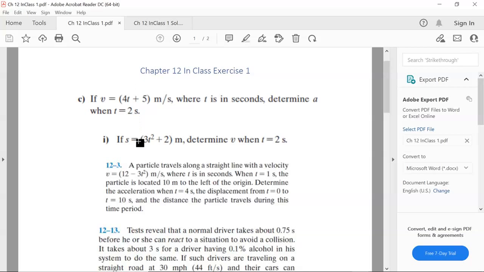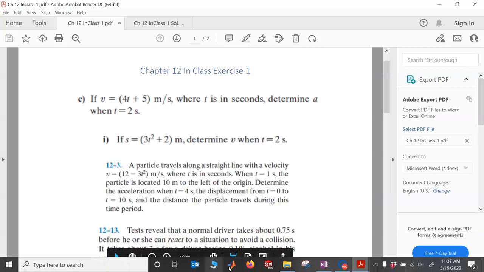Second question, position is given as a function of time and we need to calculate velocity at t equal to 2 seconds. So to get the velocity we need to take the time derivative of position, and then it is 6t, and in that case you substitute t equal to 2 seconds, so it is 6 times 2 is 12 meters per second. That's the velocity.